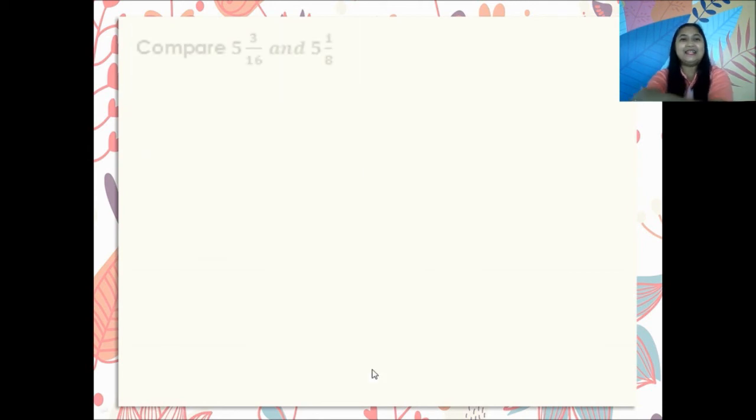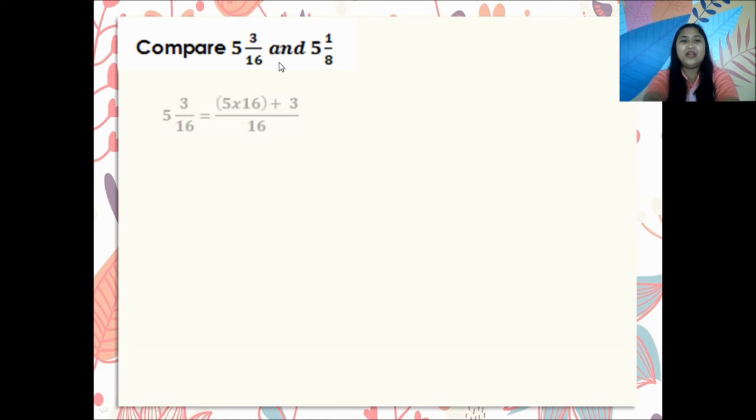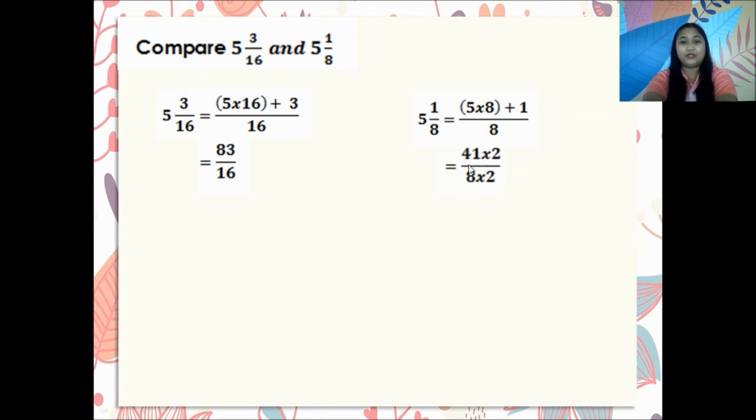Alright, next, let's compare 5 and 3 over 16 and 5 and 1 over 8. So, these are both mixed numbers. We will convert these two mixed numbers into improper fractions first. So, we have 5 times 16 plus 3 over 16. So, the answer is 83 over 16. Next, let's convert 5 and 1 over 8 into an improper fraction. We have 5 times 8 plus 1 over 8. So, we have 41 over 8.